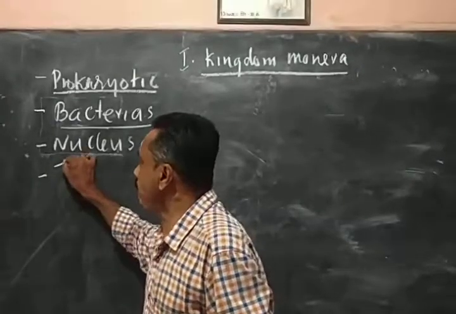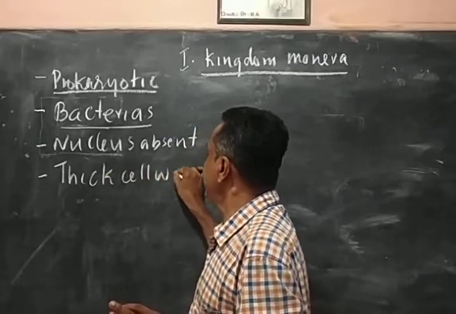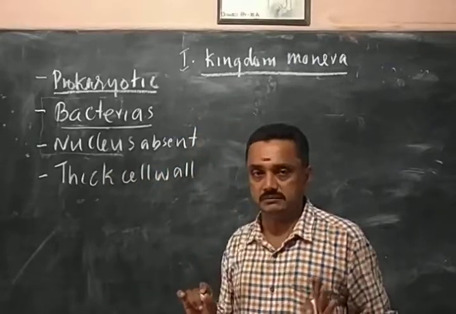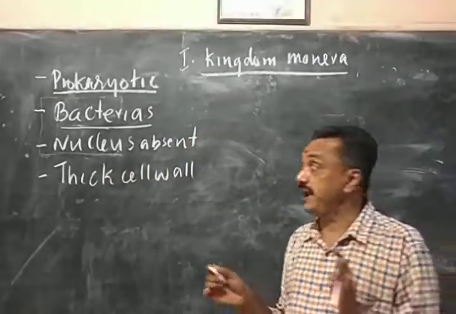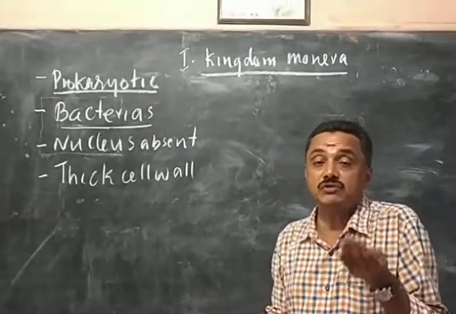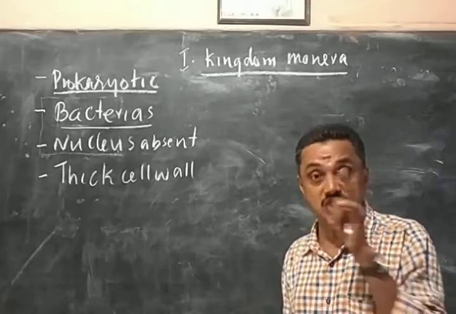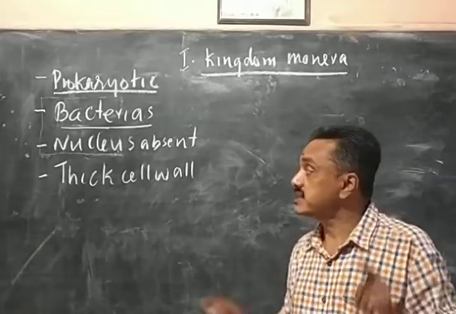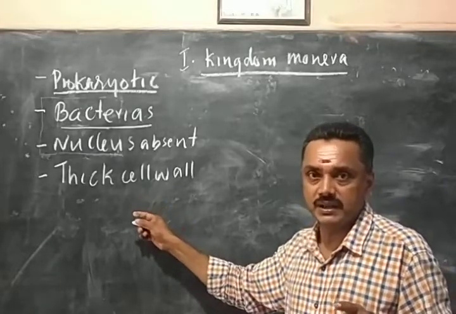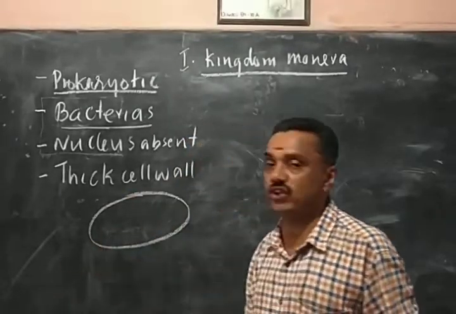Another important point is that the cell wall is very thick. The cell is covered by a covering, which is called the cell wall. We can discuss the structure of bacteria later on. So in bacteria, the cell wall is very thick. Why is the cell wall very thick?